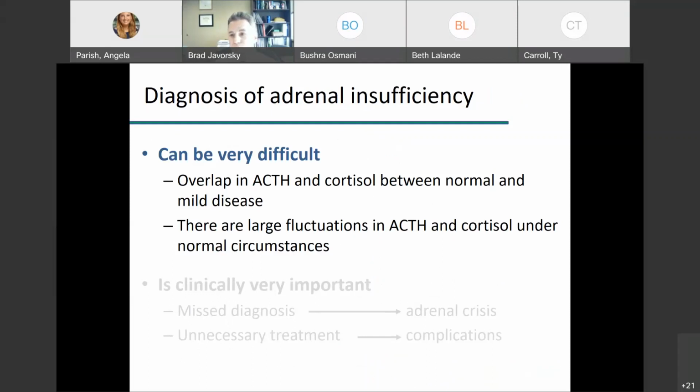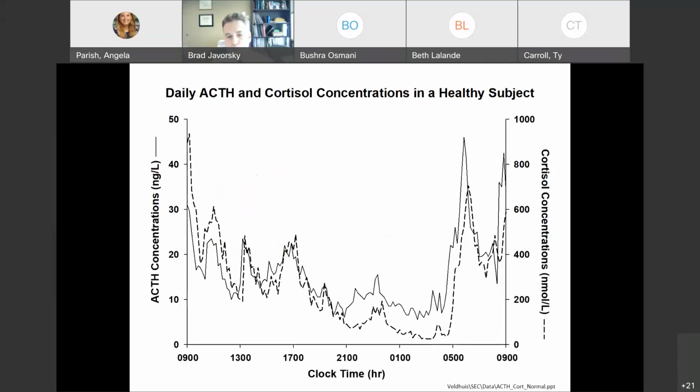Making the diagnosis of adrenal insufficiency can be very difficult because there's a big overlap in ACTH and cortisol levels between normal individuals and those who have mild disease. There are large fluctuations in cortisol and ACTH under normal circumstances. This is a 24-hour curve of cortisol and ACTH, and you can see that over that time period, there are a lot of dips and swings in cortisol and ACTH. Levels are highest early in the morning, around 8 or 9 o'clock, they decline during the day but can increase with food intake, and are lowest overnight.